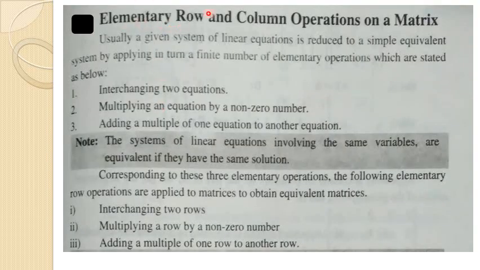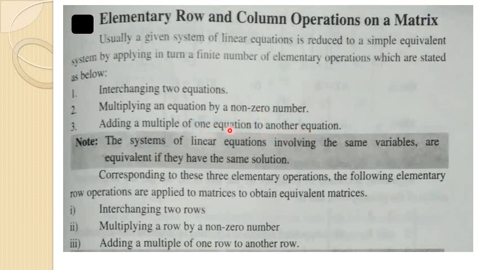First of all, we have to look at the properties of elementary row and column operations on a matrix. Usually a given system of linear equations is reduced to a simple equivalent system by applying, in turn, a finite number of elementary operations, which are stated as below. Means that we have to use these properties for elementary row or column operations. First is interchanging two equations. Second one is multiplying an equation by a non-zero number, means we can multiply an equation by any non-zero number, and adding a multiple of one equation to another equation.